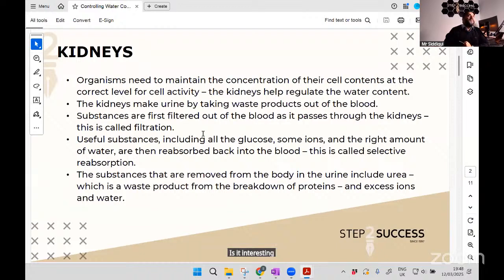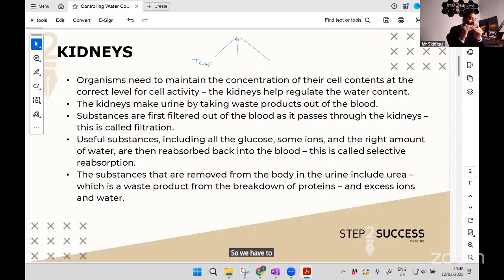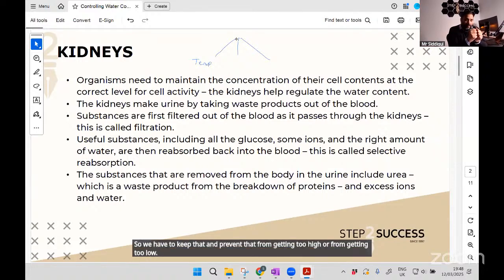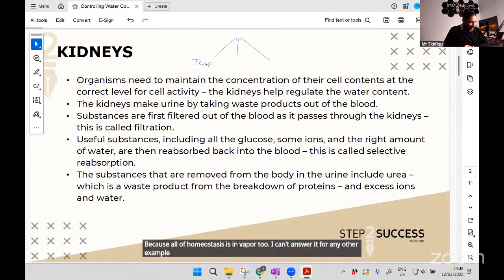In homeostasis, one of the first things that I say to people when I teach it is that you learn three things with regards to what our body has to control. There's temperature. We have to prevent that from getting too high or too low. There's things like sweating and shivering and vasodilation, all that jazz in those topics. Paper one or paper two? For AQA, it is paper two, because all of homeostasis is in paper two. I can't answer it for any other exam board at the moment, but it's in there somewhere.